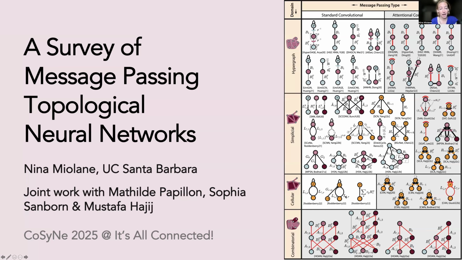In this table, each diagram represents a topological neural network. Then we'll see how all of these topological neural networks compare with each other and what the available packages are that you can use to implement them.